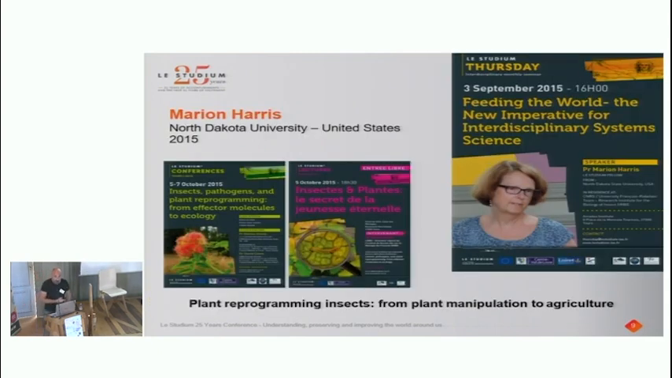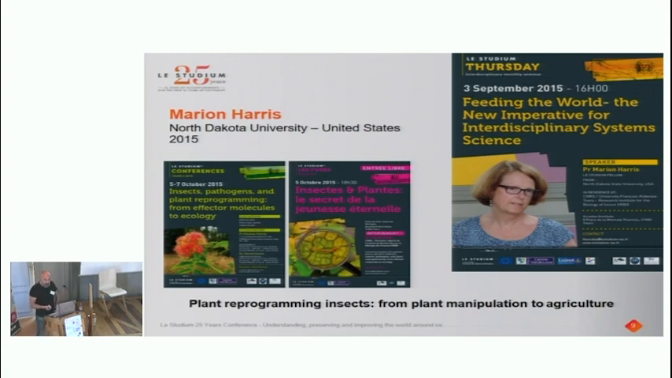Over the years, we had several Le Studium fellows, and one of them, Marion Harris from the US, was very interested in these kinds of topics, and she was focusing on insects that are able to take control of plants, where the insect forces the plant to create a shelter and to provide food to the insect. She was very interested in studying these systems and how we can better understand them and improve agriculture by an interdisciplinary approach.